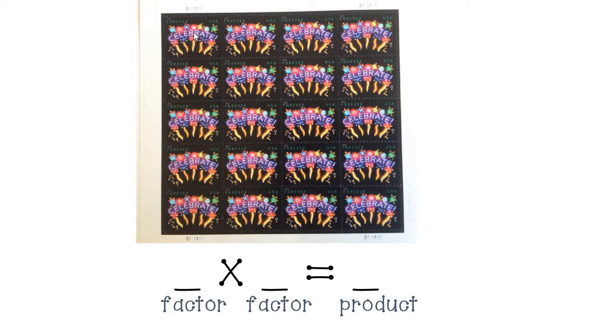Here are some stamps. There are 4, 1, 2, 3, 4 in each row, times 1, 2, 3, 4, 5 rows, or 5 in each column. 4 times 5 gives us a product of 20.